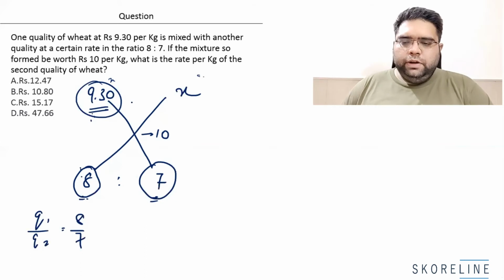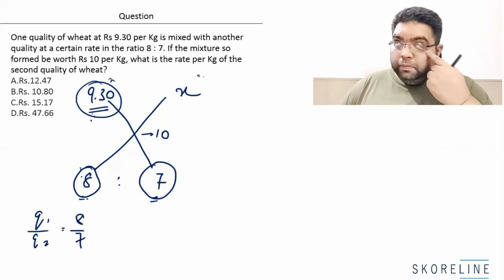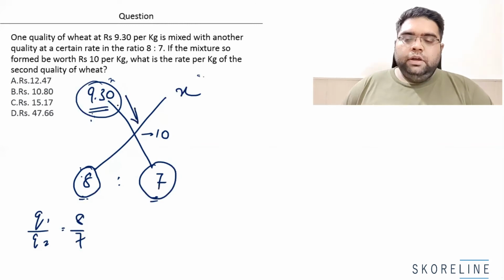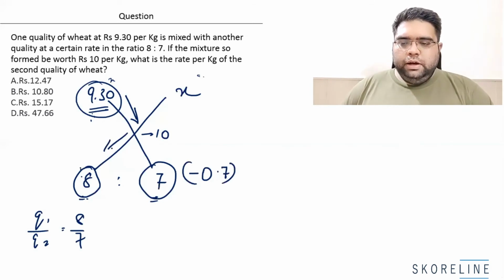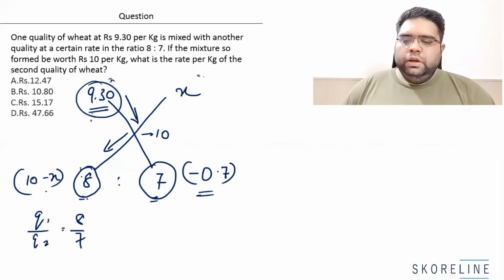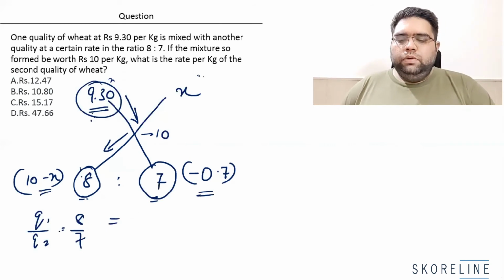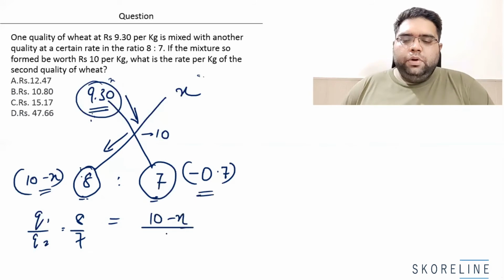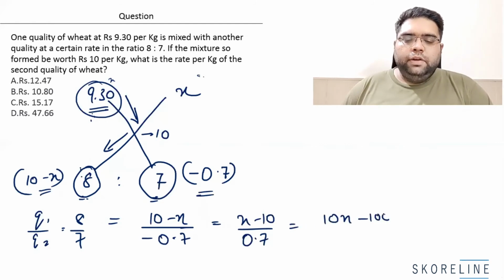So what we'll do here is subtract. 9.30 minus 10 is minus 0.7, right? And here 10 minus X, right? Because in this case we subtracted 10 from 9.3, in this case we'll subtract X from 10. It has to be done. So this ratio becomes 10 minus X upon minus 0.7, or X minus 10 upon 0.7, or 10X minus 100 upon 7.